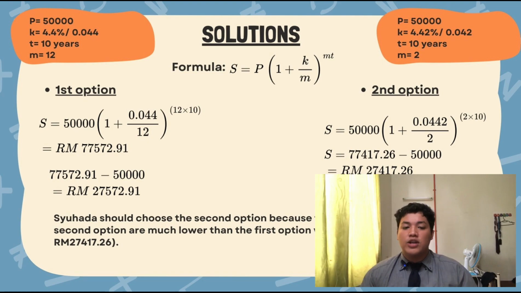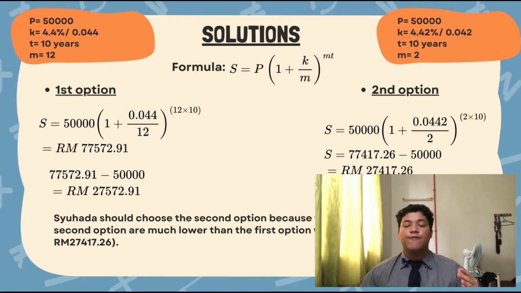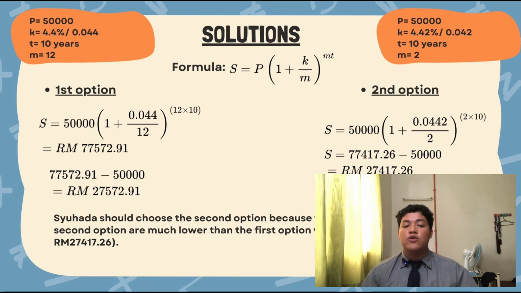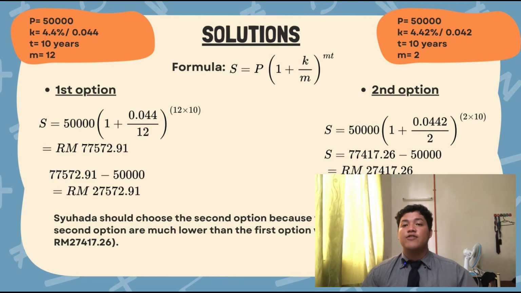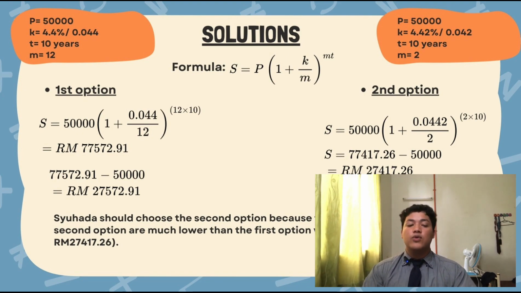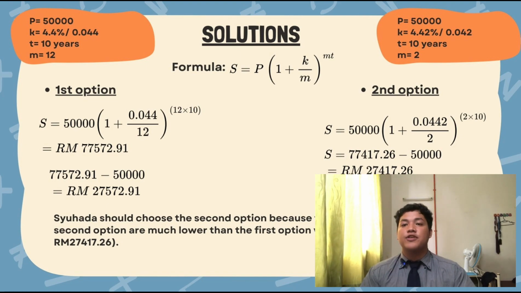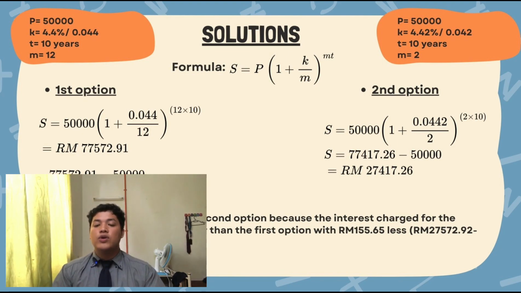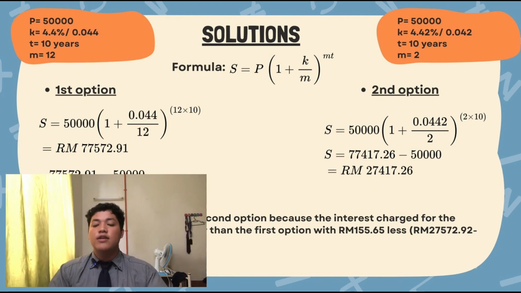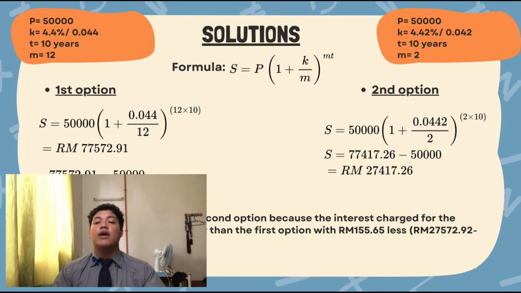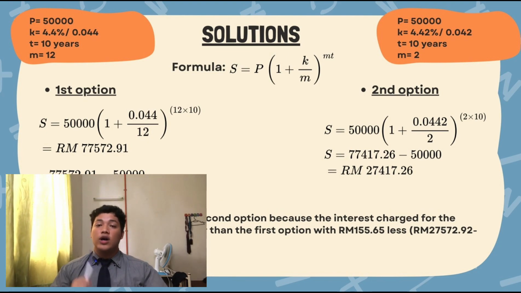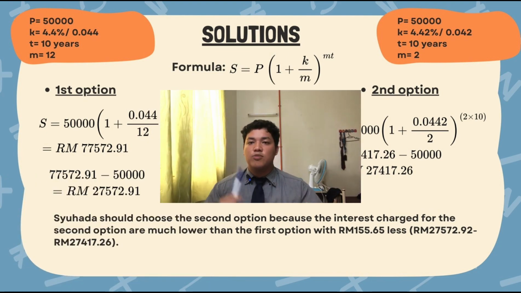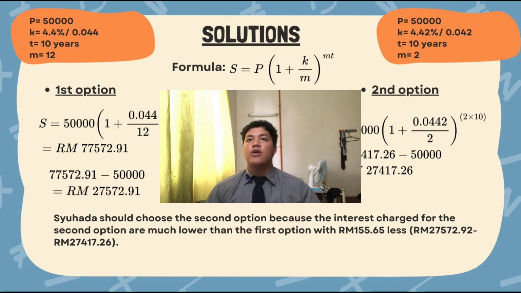For option 1, we have 50,000 as a face value with 4.4% interest compounded monthly, which is 12 times in 1 year, over 10 years. If you calculate with the formula given, you have RM27,572.91. As for option 2, if you do the same, you'll get the amount of RM27,417.26. So Shuhada should probably choose the second option as she has to pay less.